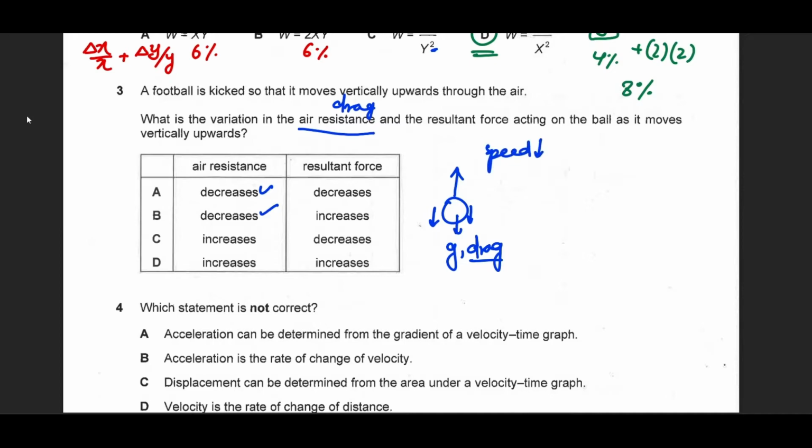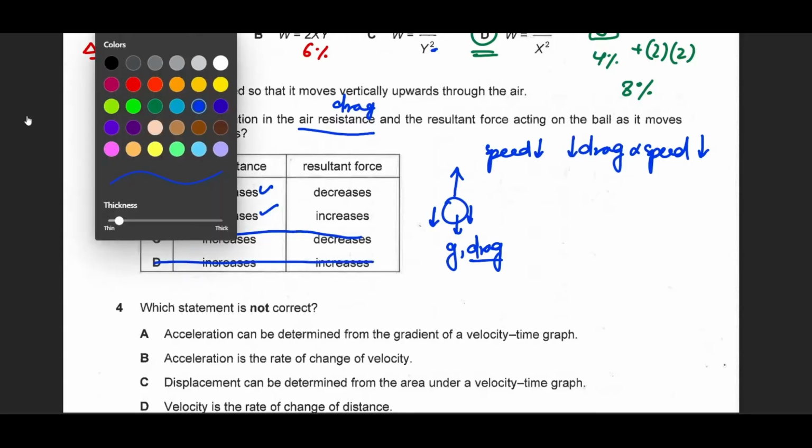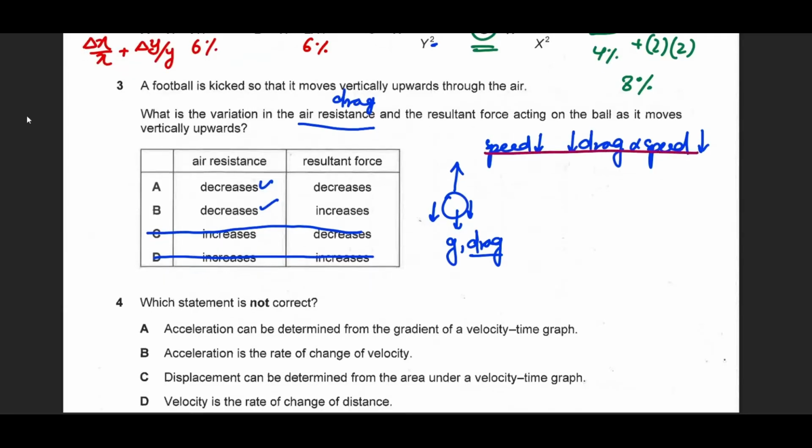Why is this information important? Because drag depends on speed. If the speed is decreasing, then the drag would also be decreasing, right? So option C and option D are not possible because air resistance is supposed to decrease because of the decreasing speed. They are interdependent. Now moving on to the resultant force, let's make the equation for the resultant force.